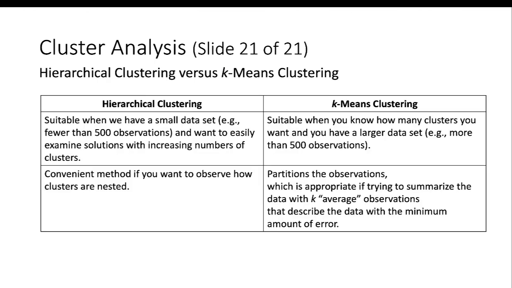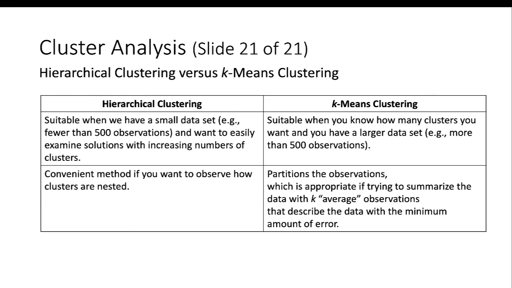So if you have a small data set, let's say fewer than 500 observations, and want to easily examine solutions with an increasing number of clusters, then you may want to use hierarchical clustering. Hierarchical clusters are also convenient if you want to observe how clusters are nested. However, hierarchical clustering can be very sensitive to outliers, and the clusters may change drastically if observations are eliminated from or added to the dataset. It also has a lot of computing overhead, so for a large dataset it runs really slowly, and you probably want to try k-means clustering.